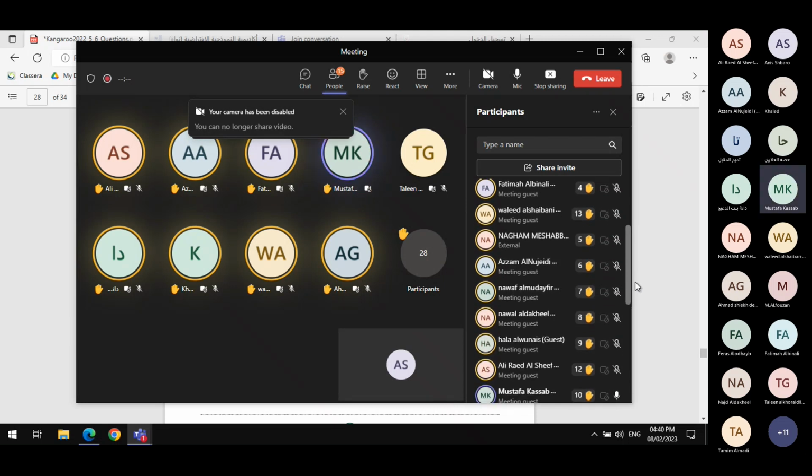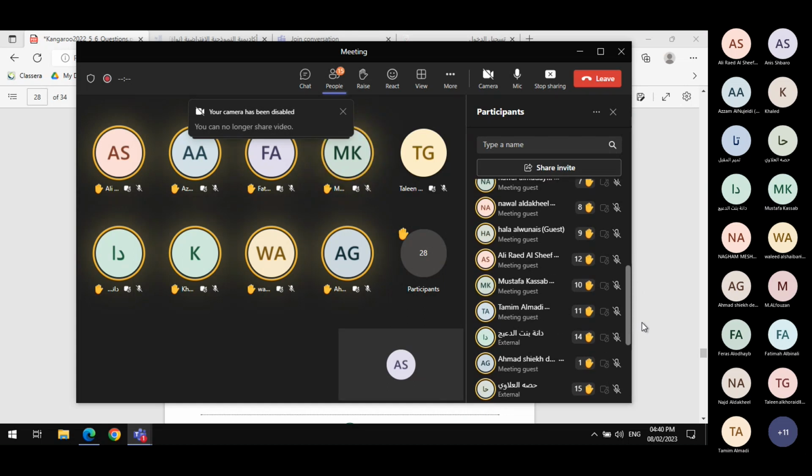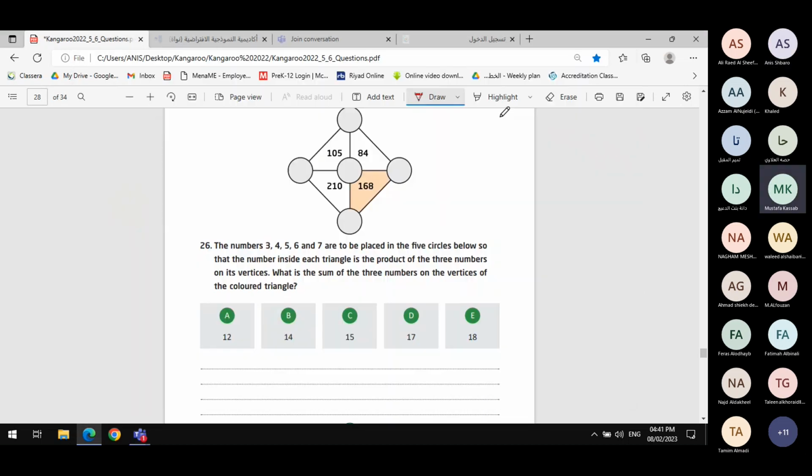Okay, Mustafa. Read for us, please. The numbers 3, 4, 5, and 7 are to be placed in 5 circles below, so that the number inside each triangle is the product of the 3 numbers on the vertices. What is the sum of the 3 numbers on the vertices of the colored triangle?